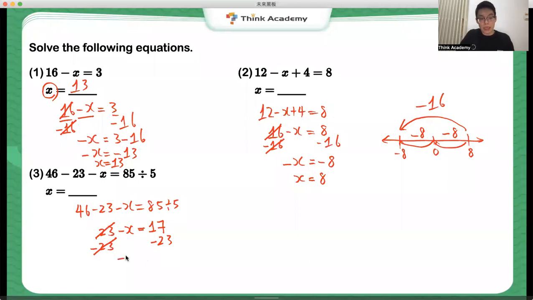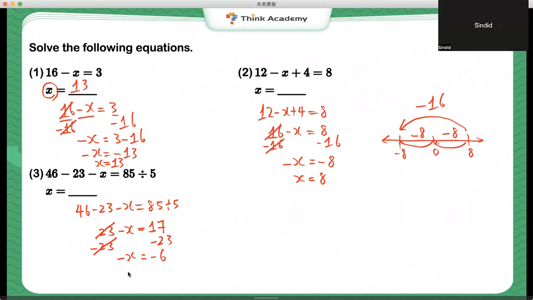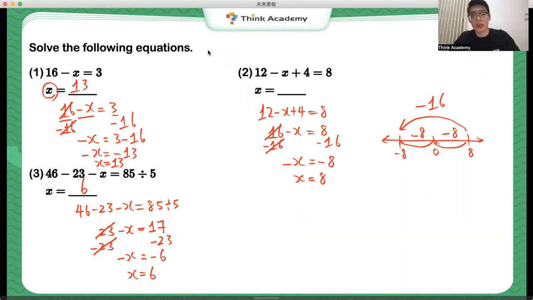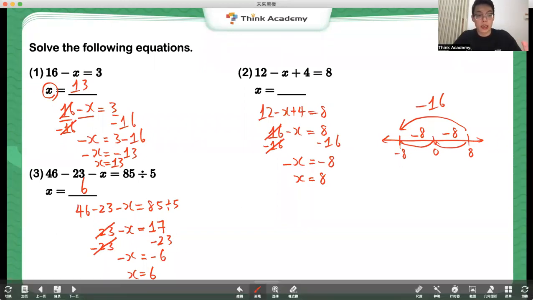So now I have -x on the left-hand side. And on the right-hand side, I have 17, take away 23. So you can imagine that as 17, take away 17 first, and then an extra 6. So it's going to be -6. That's the reason why x is equal to 6 after taking away the negative sign from both sides. Yes, that's right, Simon.